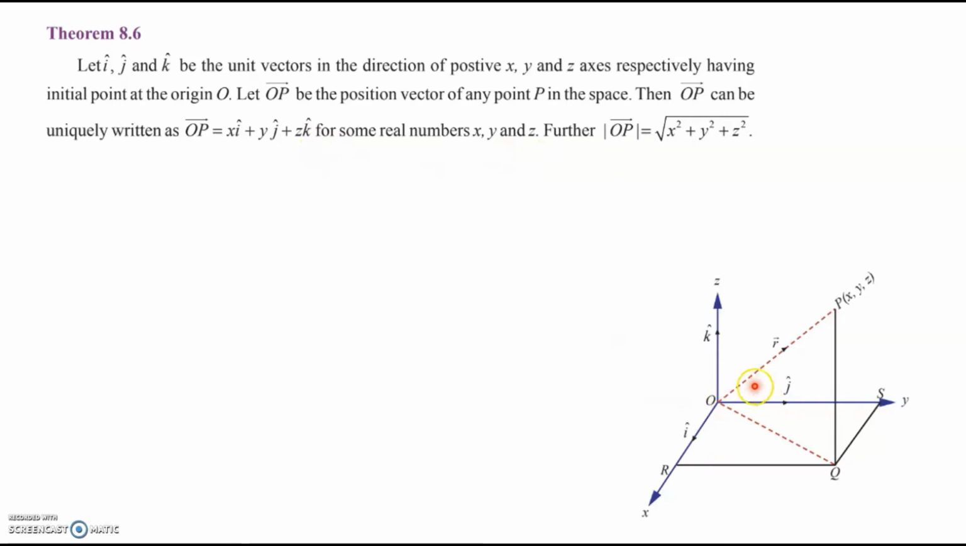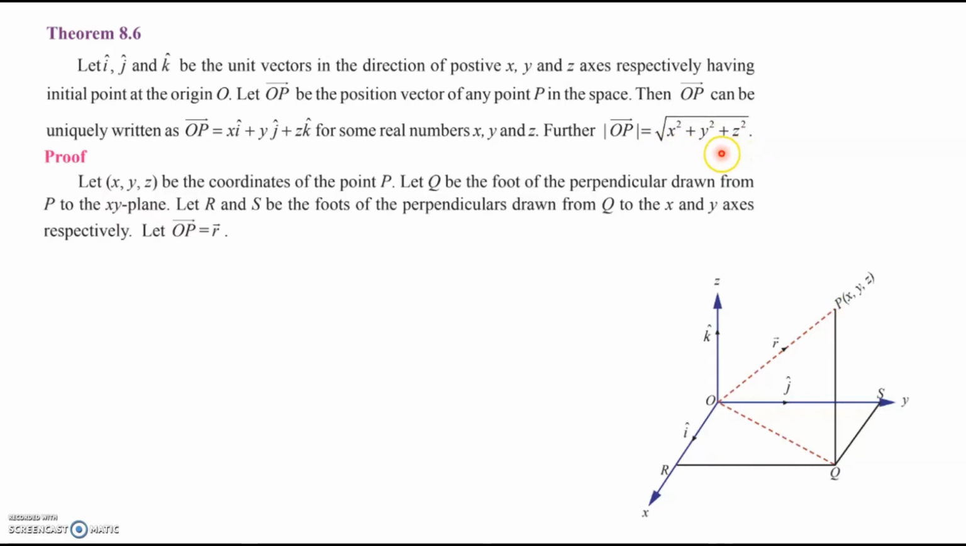So this vector OP can be written in the form of i cap, j cap and k cap with a coefficient or a scalar multiple of x, y and z. I hope that's clear. Further, we can prove that the magnitude of OP, which is this length here, is equal to the square root of x squared plus y squared plus z squared. So let's see the proof.